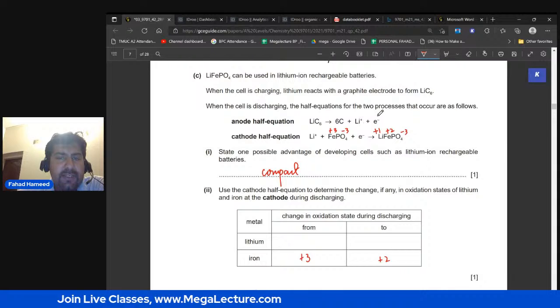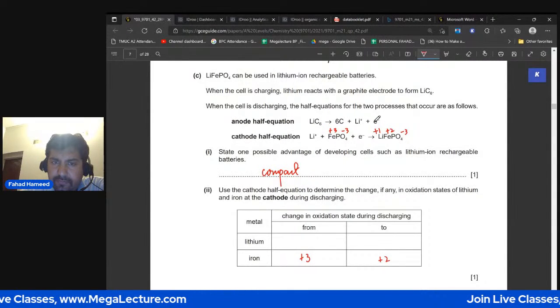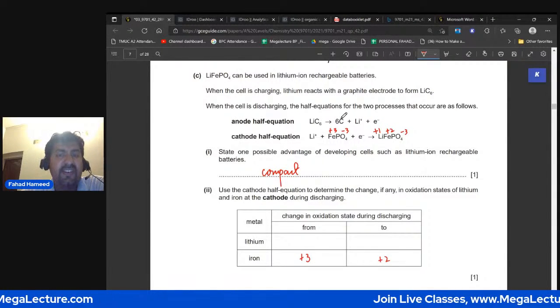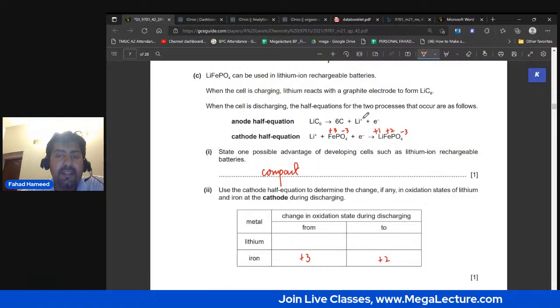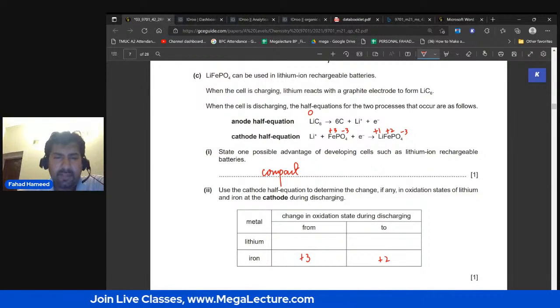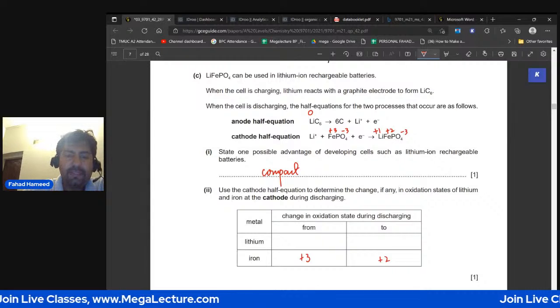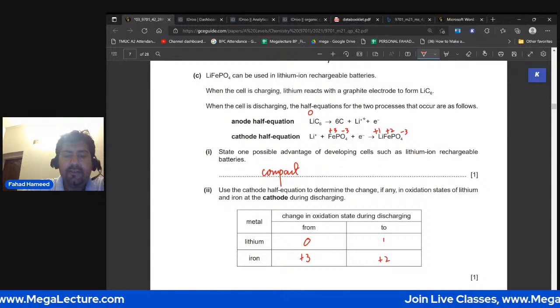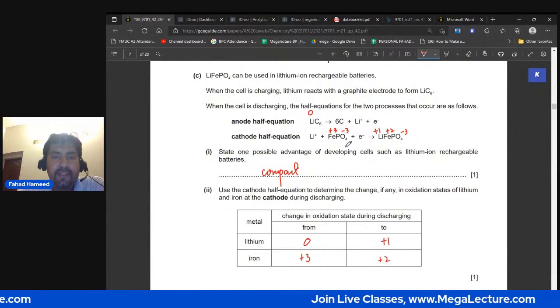Now in the first one, someone is losing electrons. So who's losing electrons? It's definitely not carbon because it's not forming a positive ion. Lithium must be forming the positive ion. So lithium will have an oxidation state of 0 over here, then it lost one electron, and it would form +1.